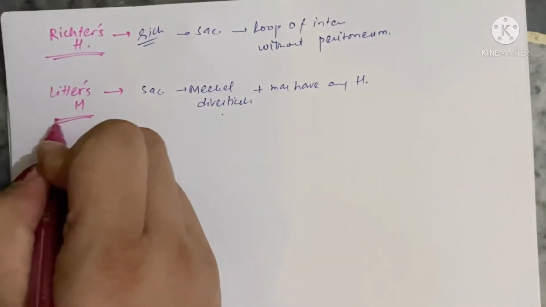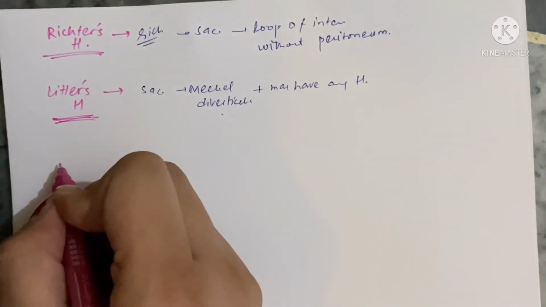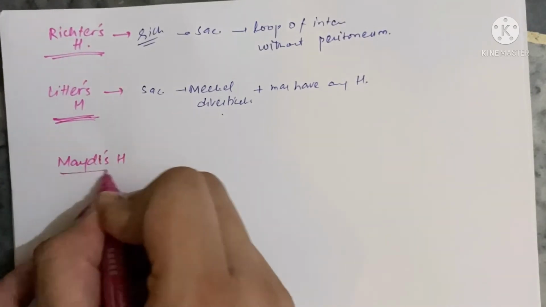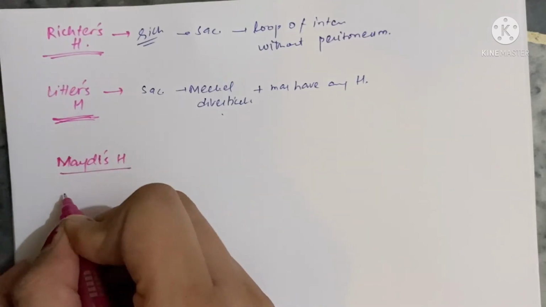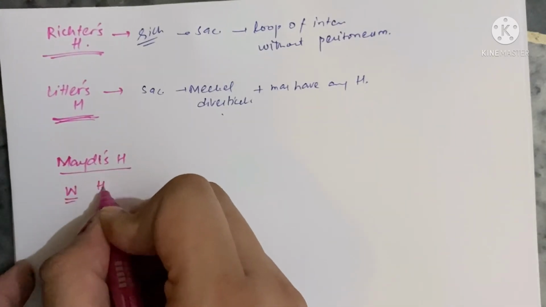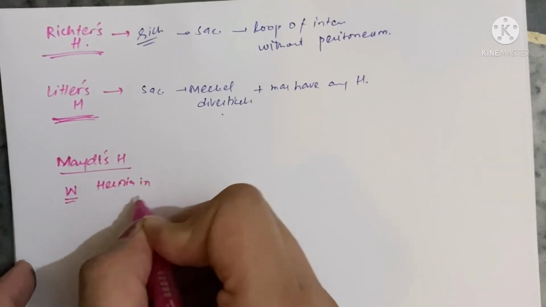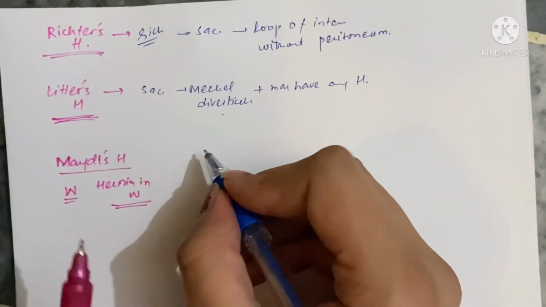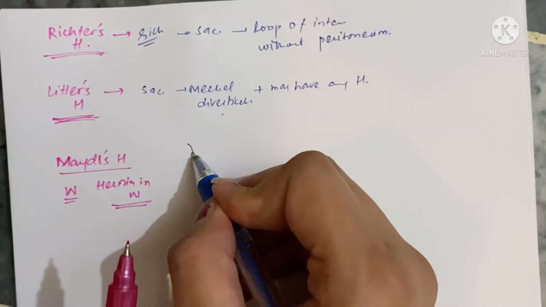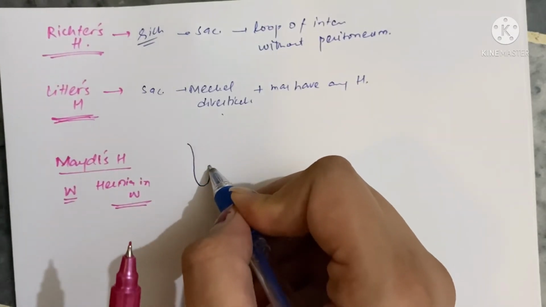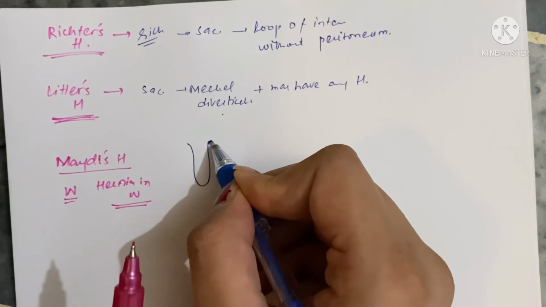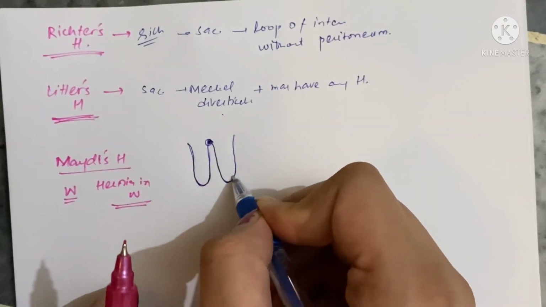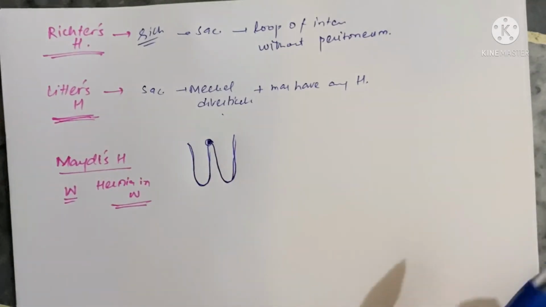Further, moving on, we have some other hernias, which we call Maydl's hernia. This Maydl's hernia is also called, if we invert this M, it becomes W, so it is also called hernia in W. Now what is this hernia in W? In this we have two abdominal loops, two ends of abdominal loops in the hernia with the connecting loop within the abdomen, which may be strangulated. So in this form, it forms a W-shaped hernia. This is called Maydl's hernia.